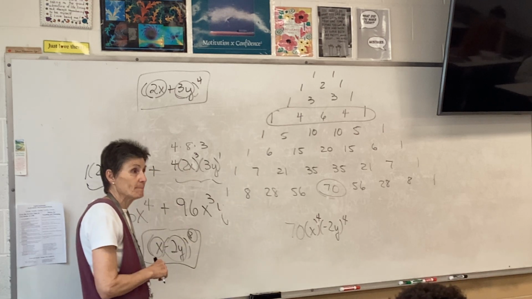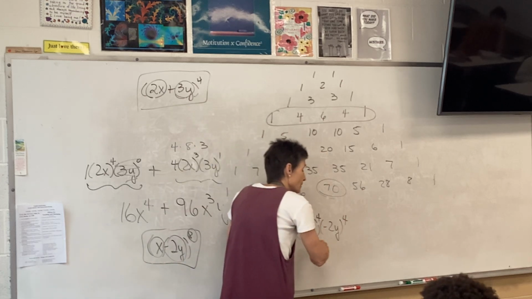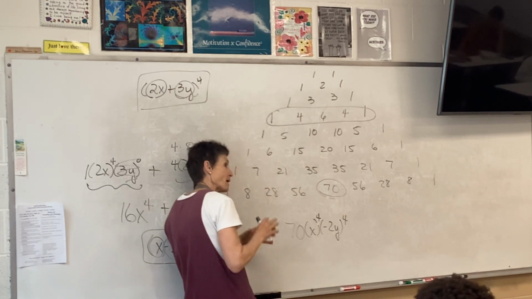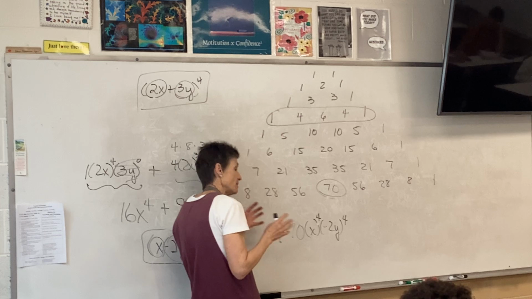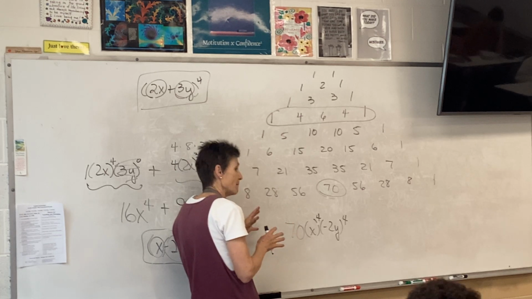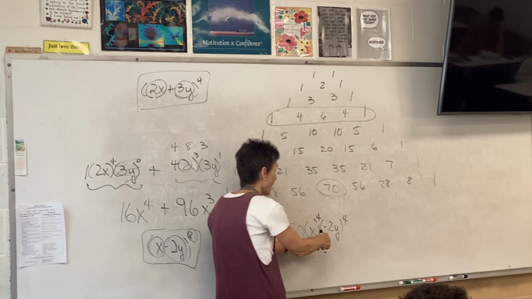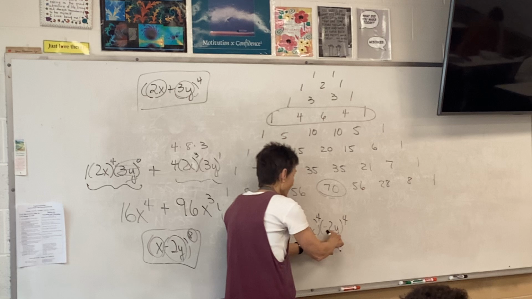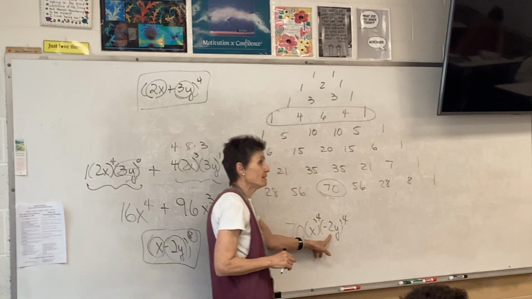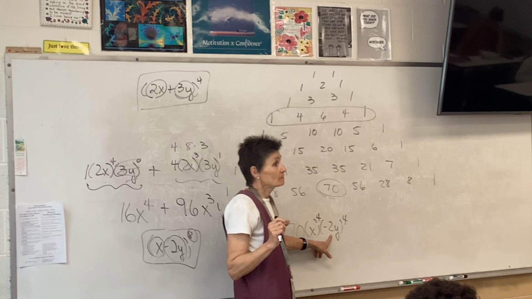And now I simplify. This is all multiplication. There's no subtraction in there. Please don't have a minus in the middle of your problem. It's not a subtraction, it's a multiply. What am I multiplying? I'm multiplying 70 times this. And what's that? Negative 2 to the 4th power is?